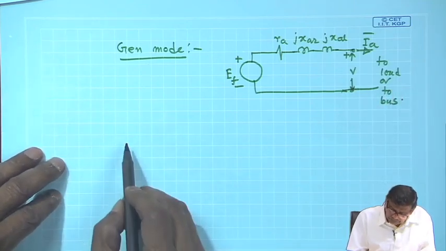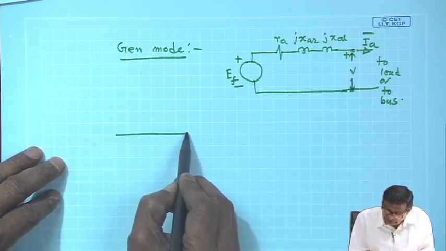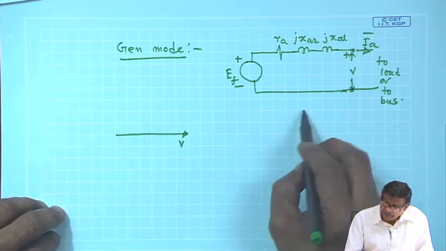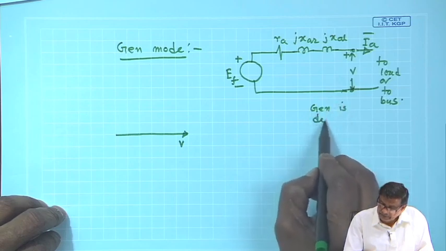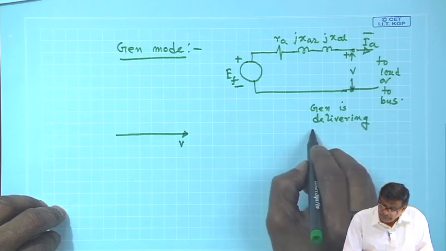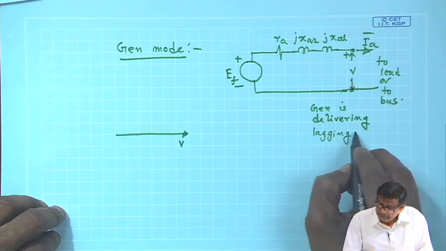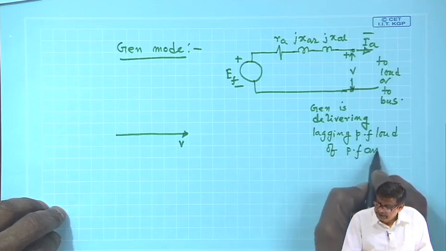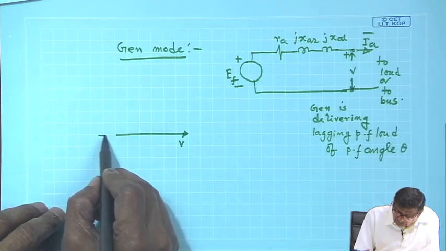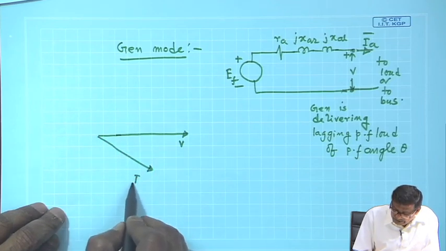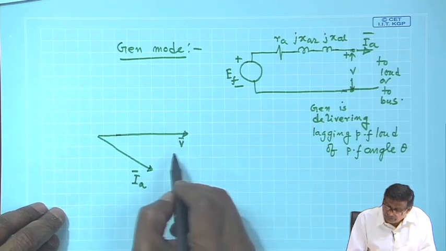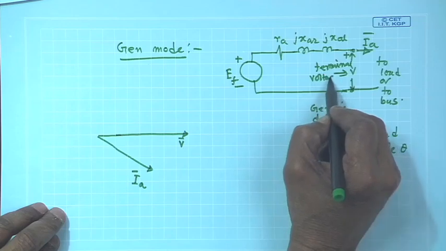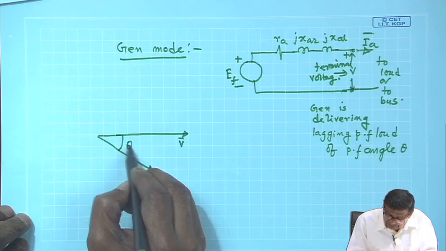It is customary generally to draw the phasor diagram in this way. Take this voltage V, the terminal voltage of the machine, which I am calling V. First draw this. Suppose we assume the generator is delivering a lagging power factor load, of power factor angle theta, then I must draw my Ia here. This will be my armature current Ia. This is my terminal voltage V. And this angle is the power factor angle, because it is the angle between V and Ia.